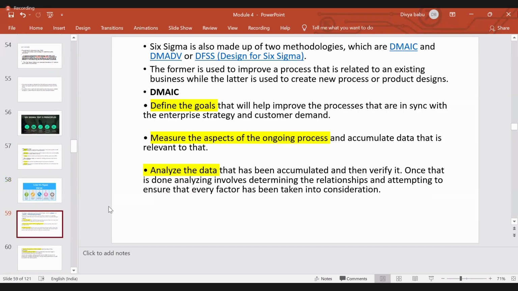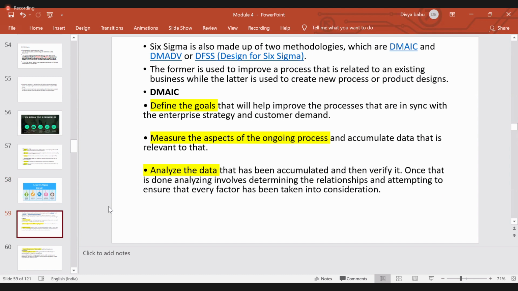When it comes to a new product, it is DMADV. DMADV means define, measure, analyze, design, and verify. So that is DMADV or DFSS. The other name is DFSS, meaning design for Six Sigma.